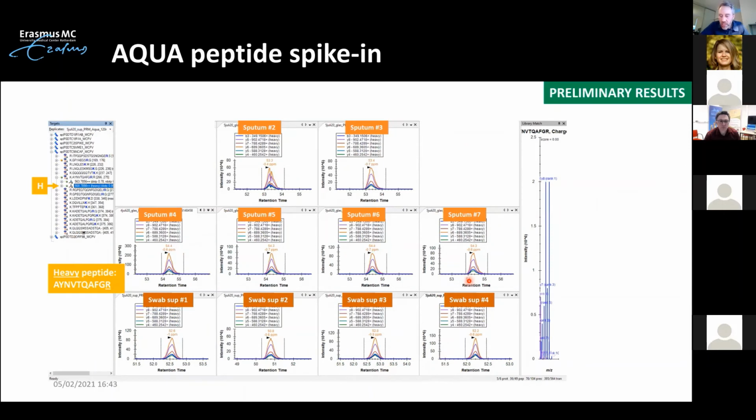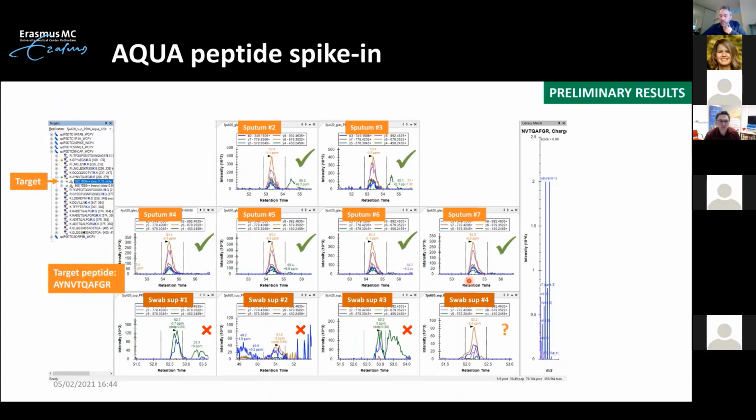So we then incorporated the use of heavy stable isotopes as spike-ins in the sample for two reasons. So that it makes it possible to more accurately identify and also quantify target peptides. And this is what we did for, in this case, the same target peptides as I showed you before. So these are the chromatograms of the heavy peptides that you see over here. And these are the target peptides, the endogenous peptides, with clear signals for the sputum samples and less to no signals for the swab samples.